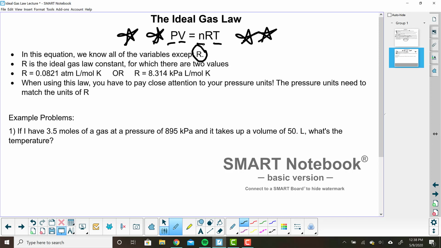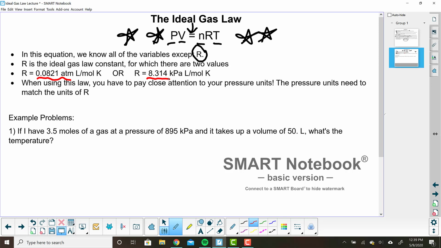R is the ideal gas law constant. This is just a constant value that we plug into the equation to make sure that this equality stays the same. It's basically there to adjust for any ideal gas behavior. So it's there, but we don't have to worry about it. It's a constant. We just plug it into the equation. And there are two values. One value is 0.0821. One is 8.314.